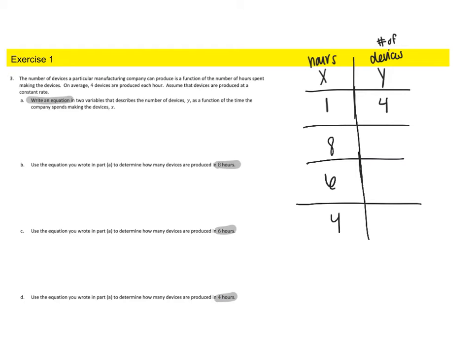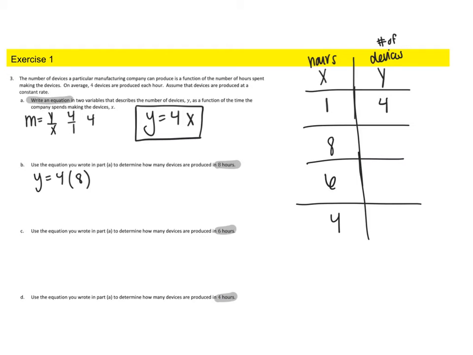All right, reviewing our answers now for part A, you should have found that your m, or your constant rate, was 4 divided by 1, which was 4. So the equation you should have come up with is y equals 4x. Okay? You should have used that equation for part B, C, and D to find your answers. For the first one, y equals 4 times 8. For the second one, y equals 4 times 6. And then this last one here, y equals 4 times 4.